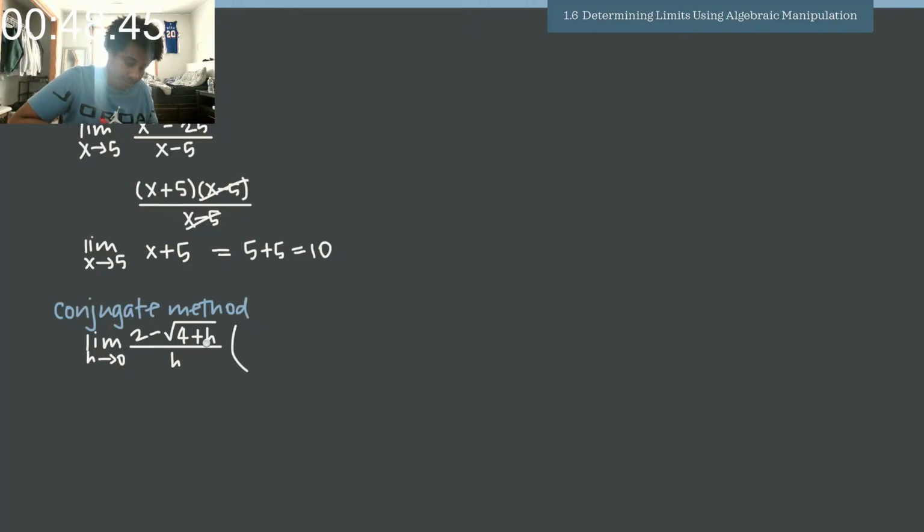And remember the conjugate method: we take the two-term binomial, in this case our numerator. We keep the same two terms but change the sign. So instead of 2 minus, we'll do 2 plus. So we have 2 plus, we leave everything else the same, like this, and then we divide by the exact same thing. So 2 plus root 4 plus h, like that.